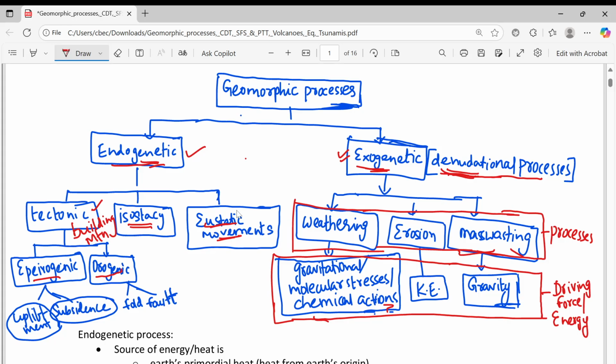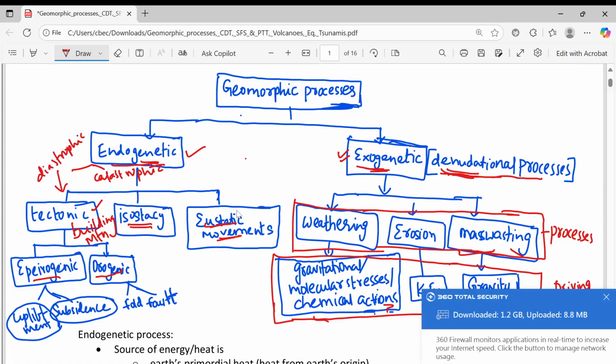Epirogenic and orogenic. Actually, in endogenic, here you will get diastrophic and catastrophic. This is missing here. Diastrophic means these are the slow movements. These three are the diastrophic movements, whereas catastrophic movements are earthquakes and volcanoes. So endogenetic process is divided into two.